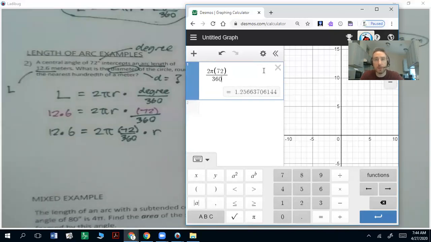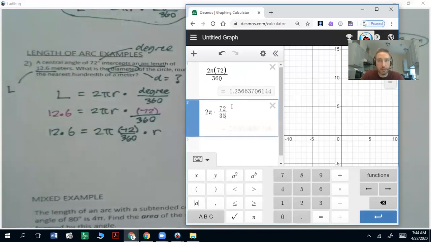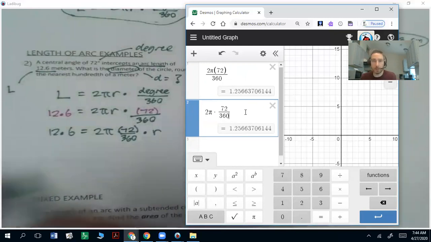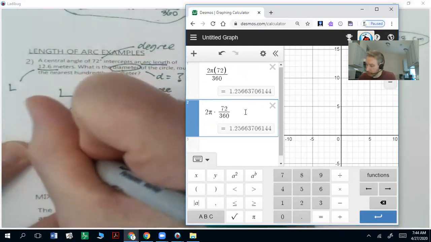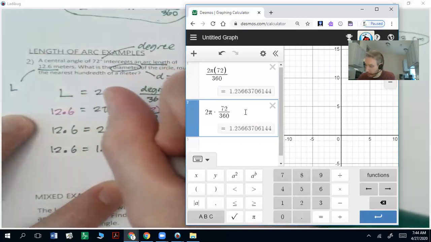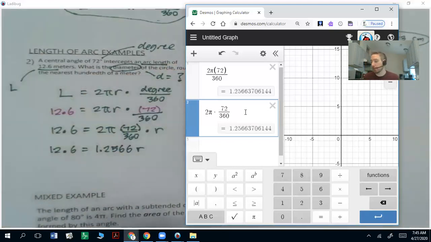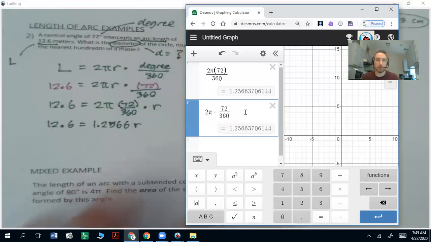Now notice that I put the whole thing over 360. That's okay. If you want to separate it out, you could do times 72 divided by 360, and it should give you a separate fraction, but it's going to give you the same number. So I'm going to say that's approximately 1.2566. I'm going to go out a few decimal points. So I'll say 12.6 equals 1.2566 r. It's okay to be precise. When you're working through a problem, rounding shouldn't happen too much until the very end when you want to finalize your answer.